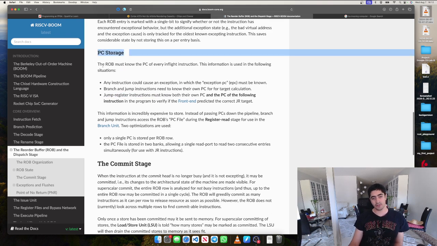PC storage. The ROB must know the PC of every in-flight instruction. This information is used because any instruction could cause an exception in which the exception PC, EPC, must be known. Branch and jump instructions need to know their own PC for target calculation. And jump register instructions must know both their own PC and the PC of the following instruction in the program to verify if the front end predicted the correct JR target.